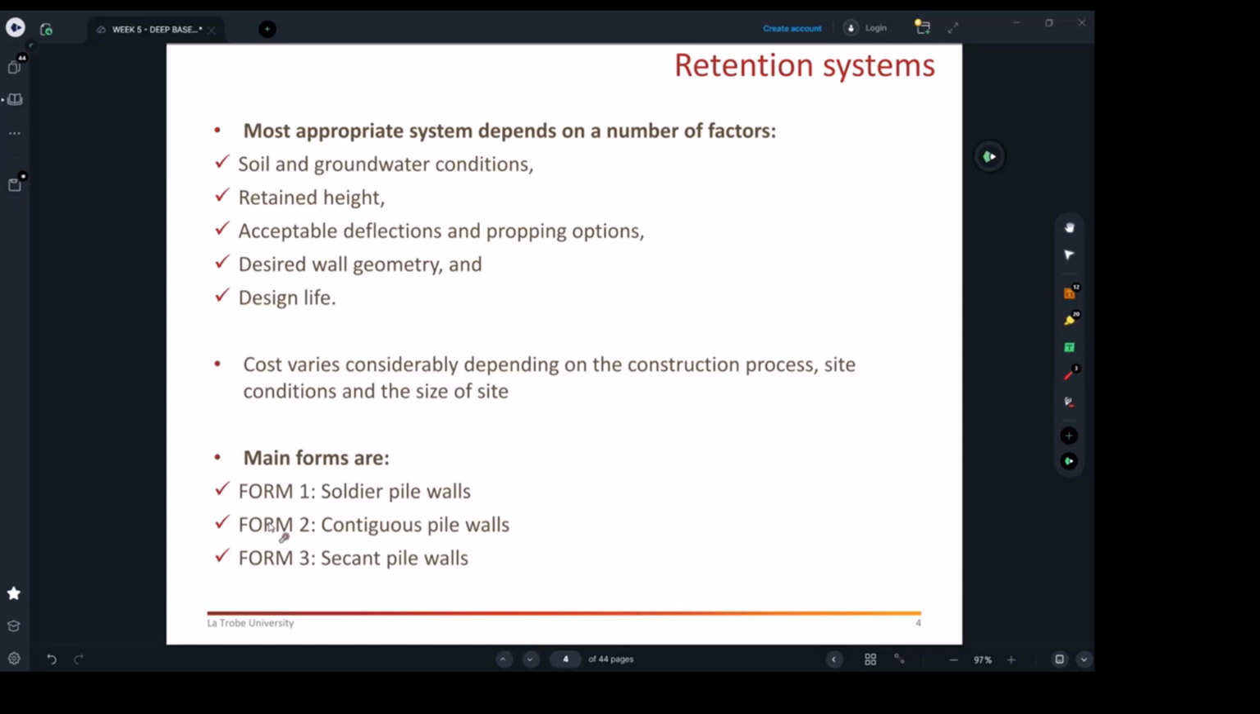Next week, we will talk about the construction methods. We're going to talk about the equipment and construction methods used to build such piles and systems.